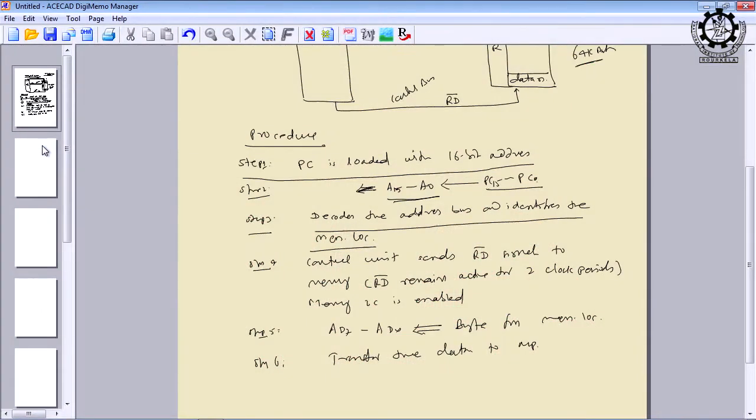Because there are how many locations? We have 64 kilobytes, 64 kilo locations, and because of these 16 address lines, we are able to locate 64 kilobytes of memory, right. So, it is basically a decoder.